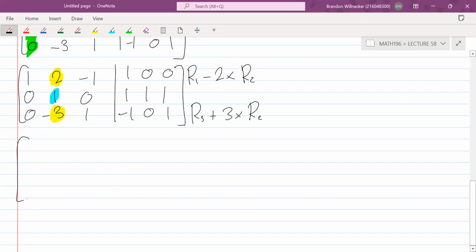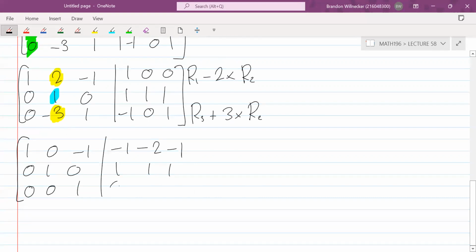So if we do that, we're going to get 1, 0, minus 1 with minus 1, minus 2, minus 1, 0, 1, 0, 1, 1, 1. And then the last row is going to become 0, 0, 1 with 2, 3, 4. Okay, so now you see that the second column is done. So we move on to the third column.